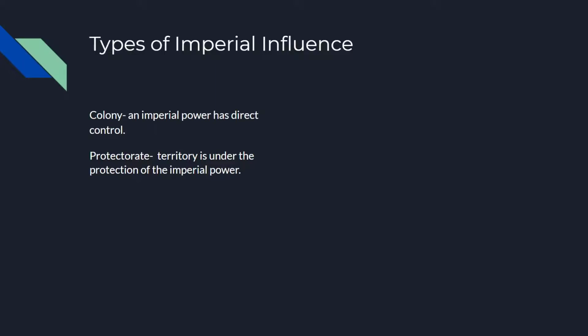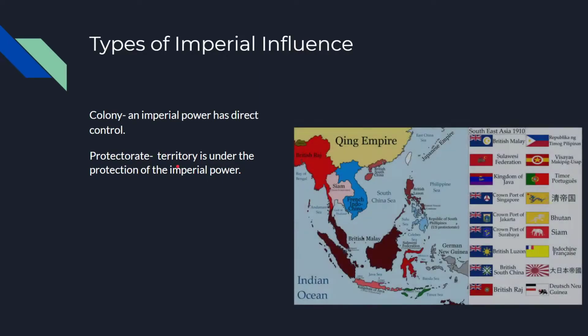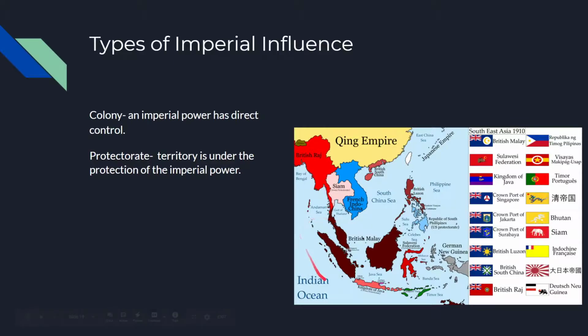So an example of this is the British Malay system, where you have all of these British territories down here, and these are all protectorates. You can also see French Indochina over here, where if the French ever attacked the British Malay countries, then Britain would come to their direct aid. However, the British Malay were able to largely govern themselves. It was only whenever they were attacked that Britain would really directly interfere with them.